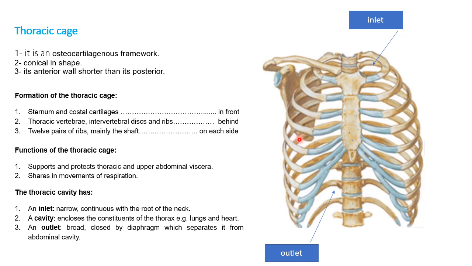Function of the thoracic cage. Number 1, protect and support the thoracic viscera, which includes the heart and lung and the mediastinal structures. What is meant by mediastinal structure? This is a structure between the two lungs and the pleura, including the heart and the great vessels and nerves. Number 2, share in respiratory movement. The thoracic cavity has an inlet here, an outlet here.